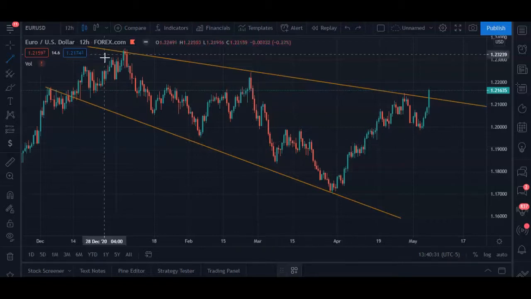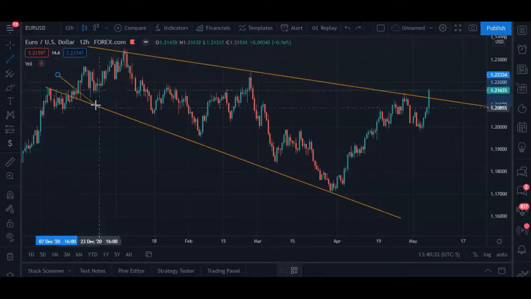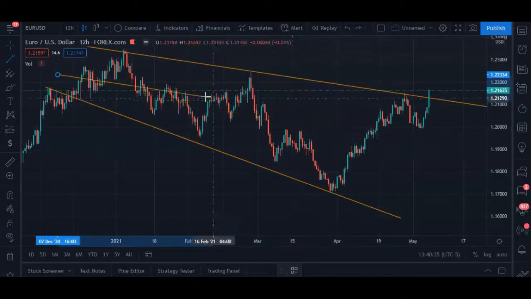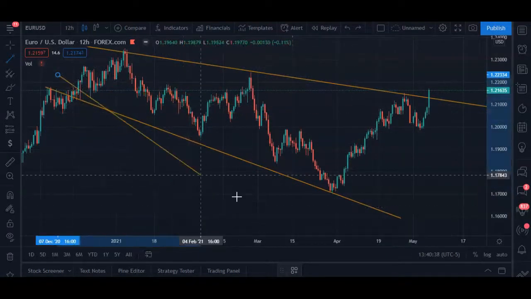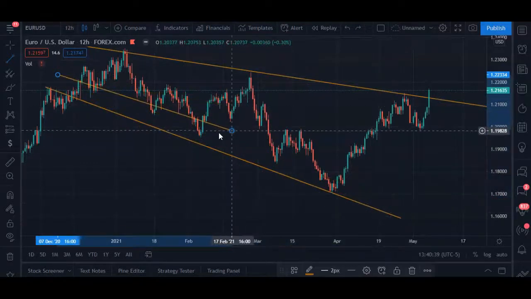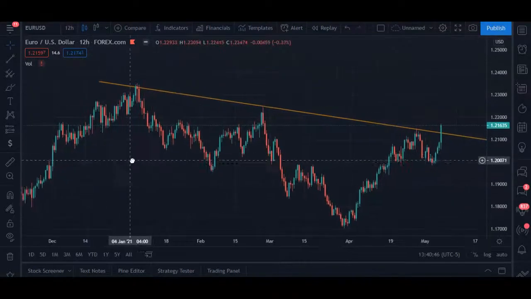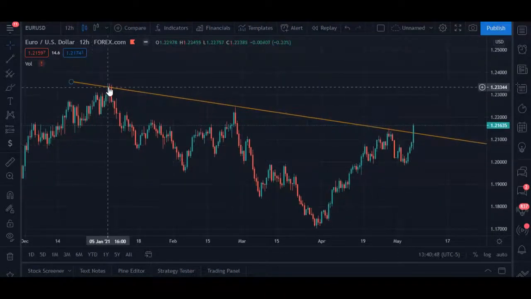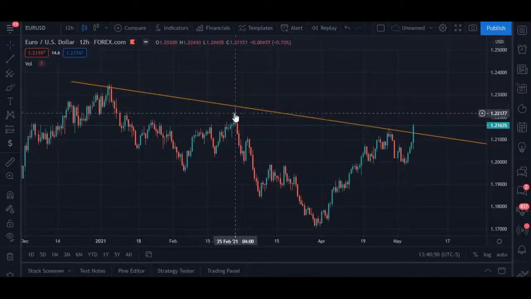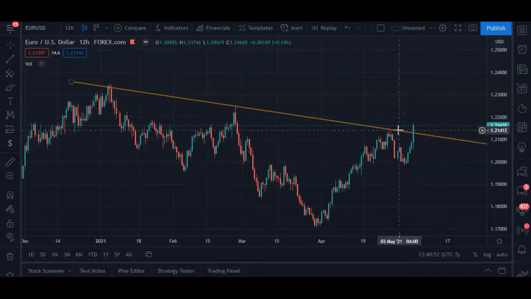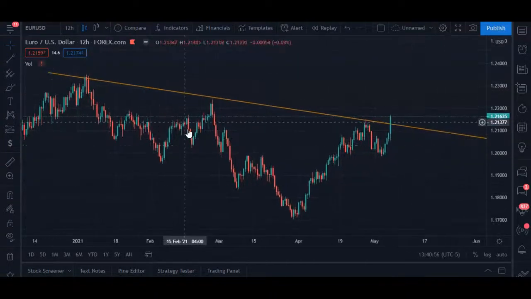Cool. So I do want to show you how it works. Basically, you just click and you drag. And I guess the purpose of this video, I should just show you what I did. You want to drag the lines across where you see multiple touches. This is where it's bouncing off.